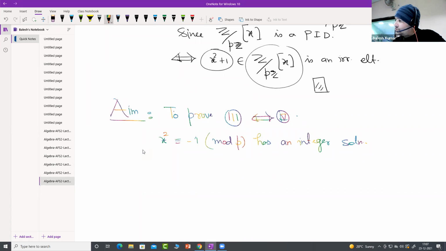Therefore, if you try to look for p equal to 2, what will be the p equal to 2? So if we take p equal to 2, then of course this has a solution. x square plus 1 is equal to 0 modulo p, and this is modulo 2 here, just because if you take x equal to 1, that does the job.